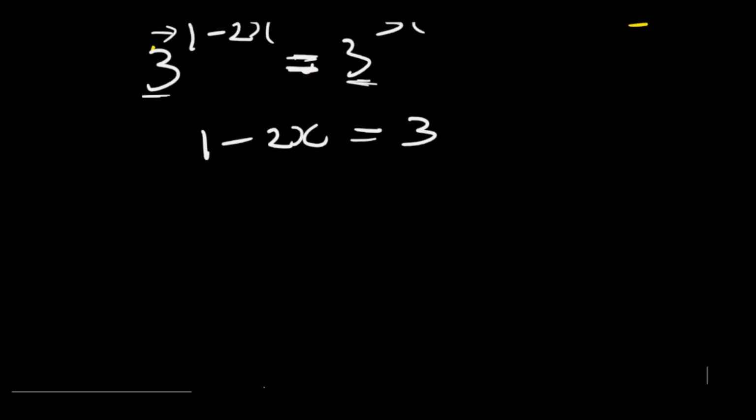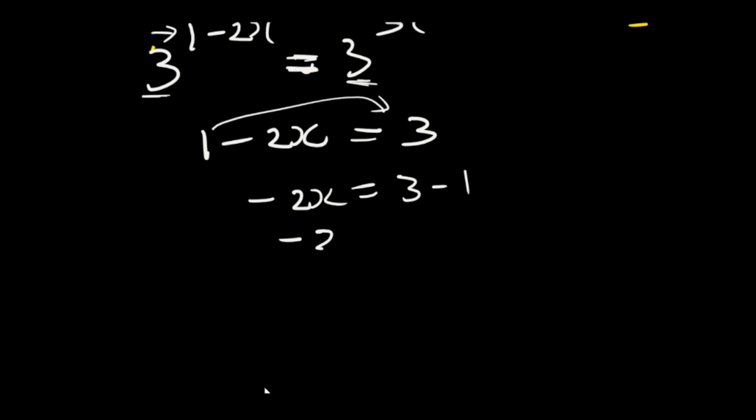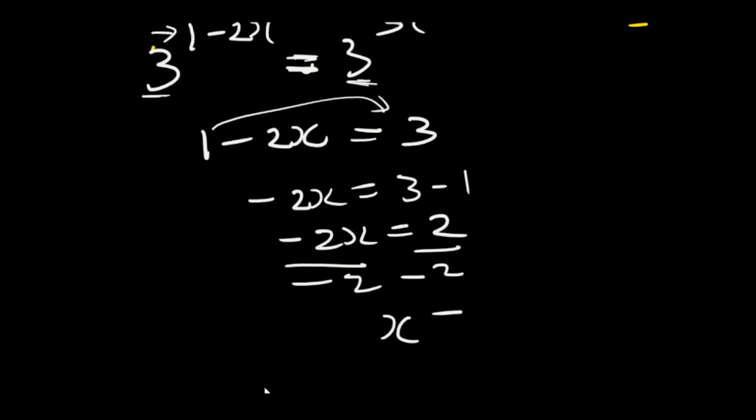And now we are going to collect the like terms. So we're going to transpose this 1 to the other side. We have minus 2x is equal to 3 minus 1, and minus 2x is equal to 2. Then you divide by minus 2 on both sides. Therefore, x is equal to minus 1. So this would be the solution for this problem.